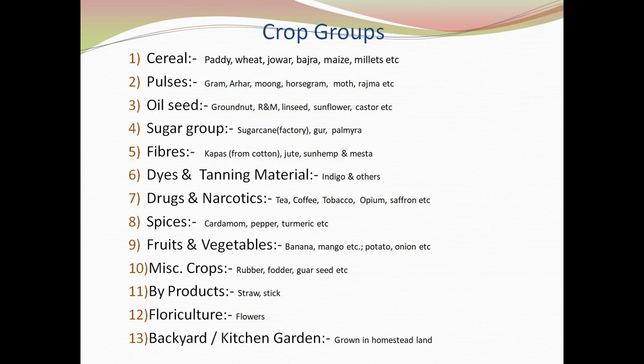and others. Fruits and vegetables: banana, mango, papaya, pomegranate, these are fruits and vegetables. Potato, onion, carrot, radish, bitter gourd, etc. Miscellaneous crops are rubber, fodder, guarseed, etc. Under byproducts, we take straw and sticks. Under floriculture, we take flowers. Also, backyard and kitchen garden is taken into consideration, which is where we grow something in homestead land.